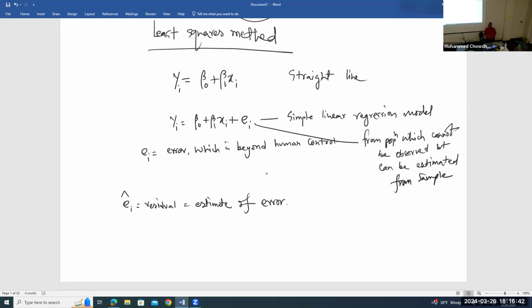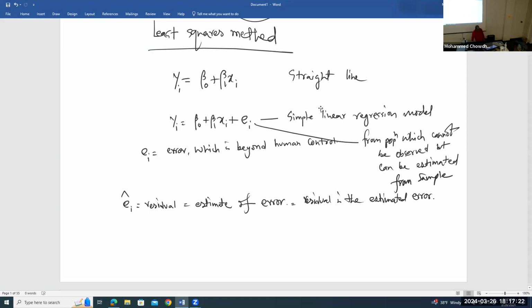Okay? So now you understand what is error and what is residual. Residual means from the sample, you fit the regression model. After fitting the regression model, you can estimate the error, which is known as the residual. So residual is the estimated error.